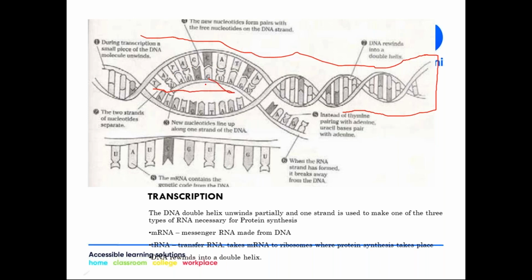From that section, one of the DNA templates will be used to produce the mRNA. But instead of thymine pairing with adenine, a new base is introduced called uracil. All these are found in the free nucleotides that are in the cytoplasm. So a new base will be introduced.